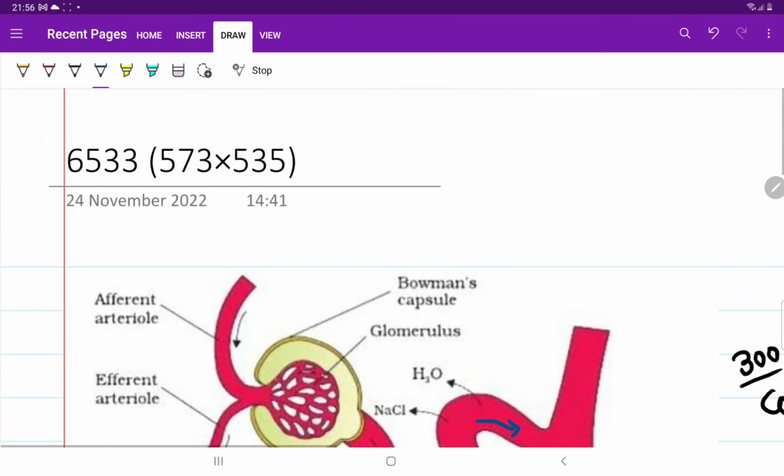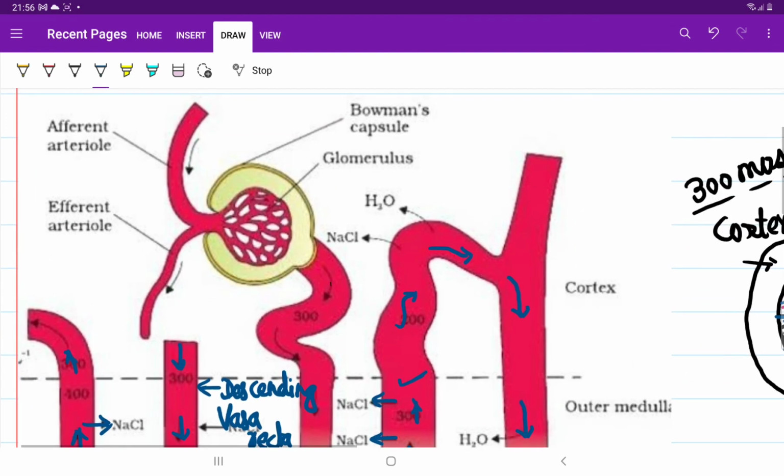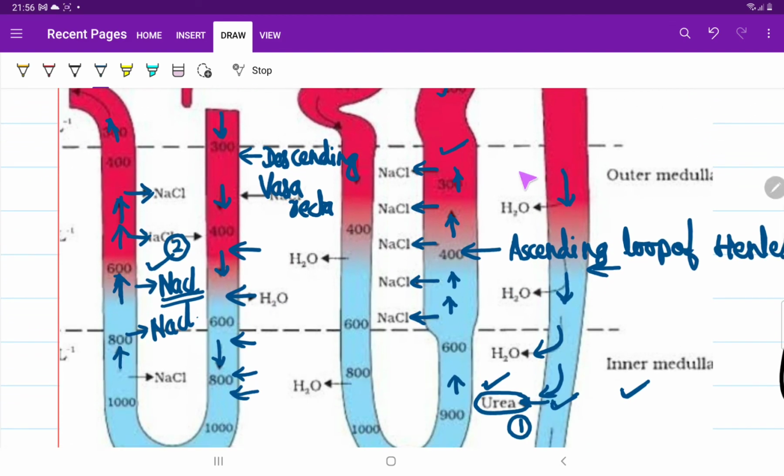This is our counter current mechanism. Because you see here the filtrate is flowing in one direction and blood is flowing in the opposite direction, that's why we call this whole mechanism the counter current mechanism.